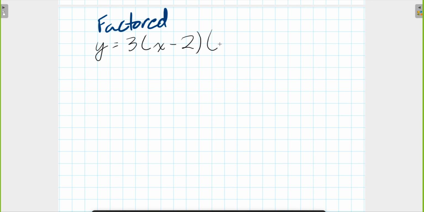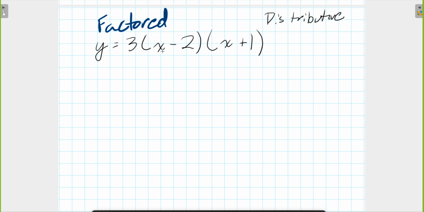Okay, let's give a little example of what this could be. So we'll use the distributive property here. We're going to start in our factored form. So let's say we have a factored form here, and it says y is equal to 3x minus 2 times x plus 1. Okay? So this is in factored form, and we're going to use what we call the distributive property to move to our standard form.